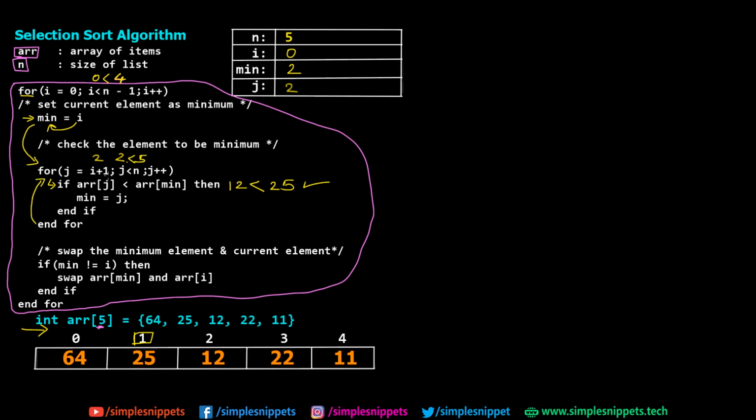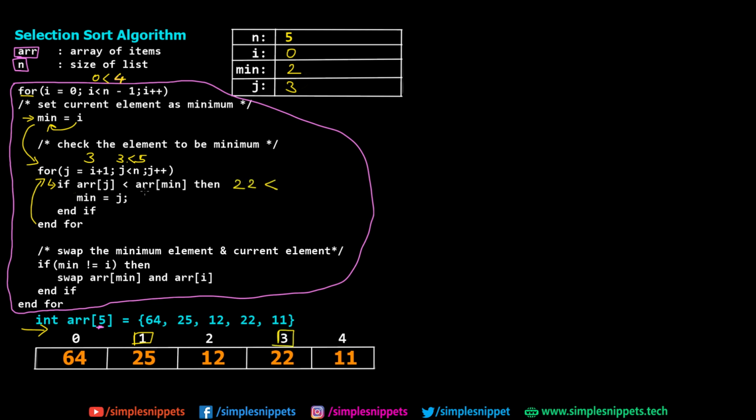Now again j plus plus. So j now becomes 3. Is 3 less than 5? Yes. So we again go inside the for loop. Again the checking is happening. ARR of j. So j now is 3. Let me update it over here. What is ARR of 3? ARR of 3 is 22.